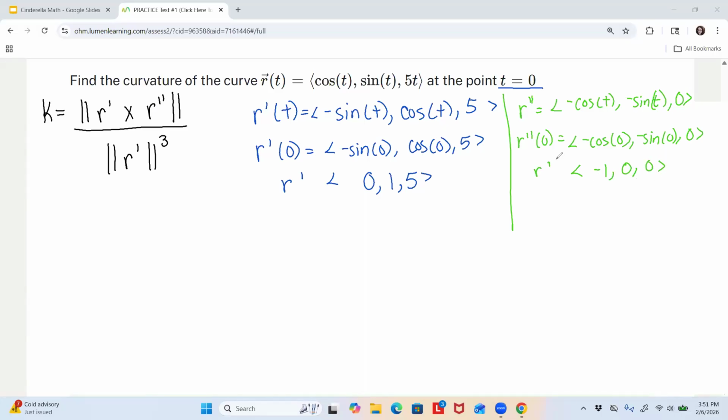There is R double prime. So again, your derivative game has to be strong there. Unit circle needs to be strong as well.